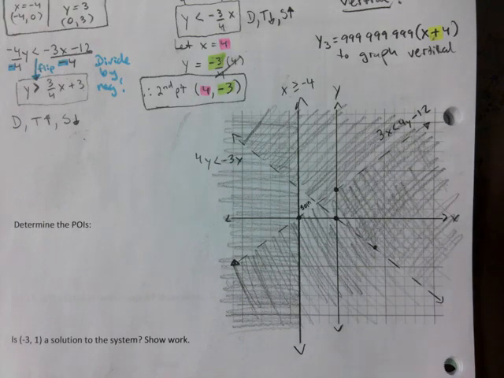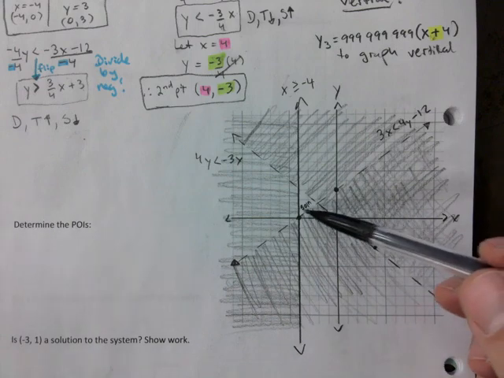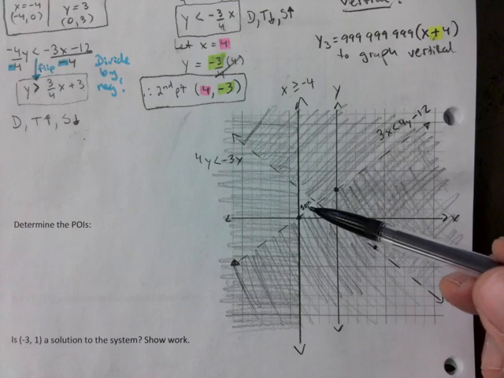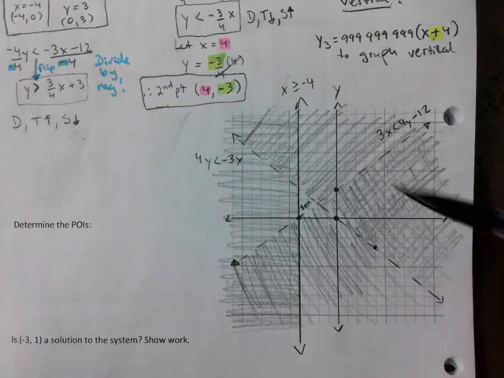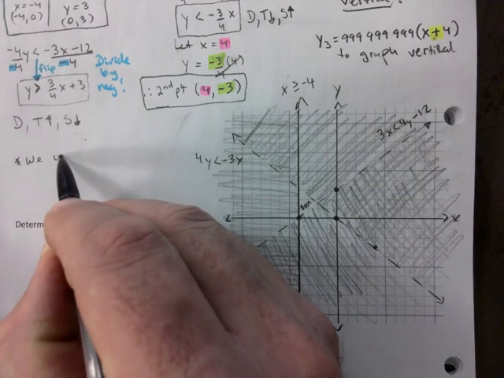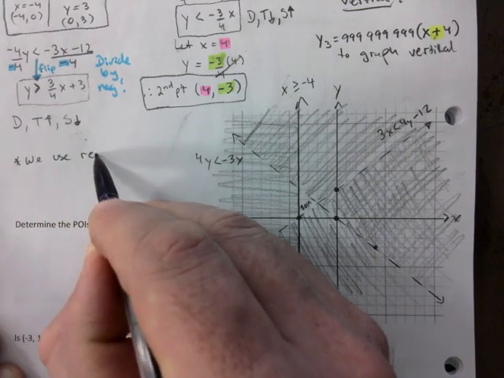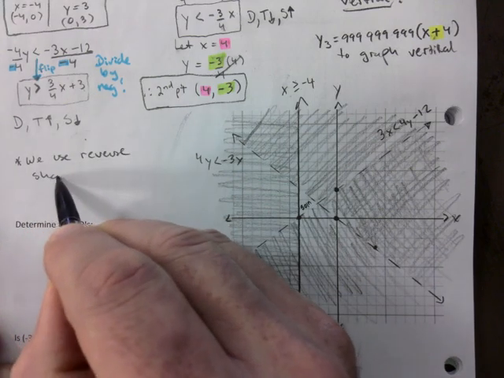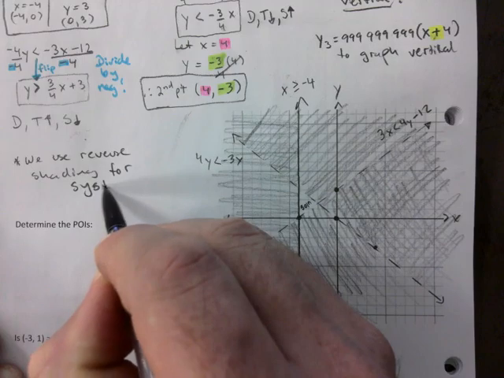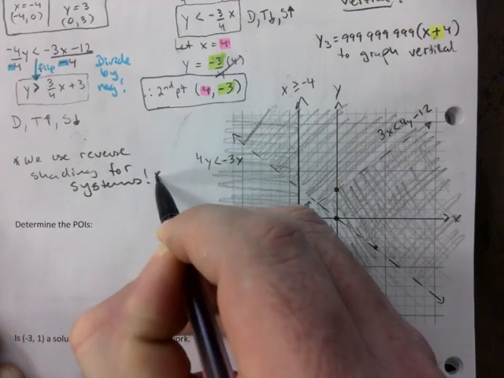That's very important to me because that makes sure that if somebody were to look at it, it's like, oh, where's your true region? Well, you've identified it, right? We've used reverse shading to make it easier, but that is ultimately what we're after. You want to make a note, right? We use reverse shading for systems, especially for systems, okay?